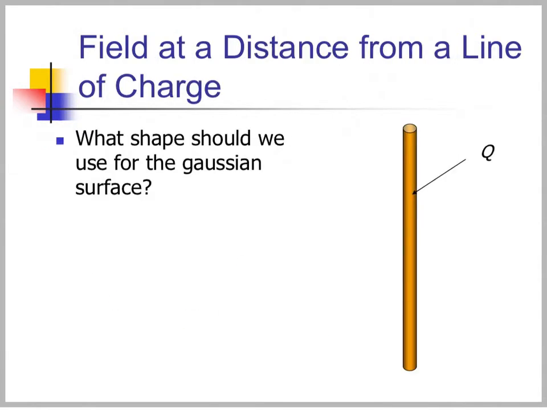All right, let's say I have a long line of charge. What shape should we use for the Gaussian surface here?